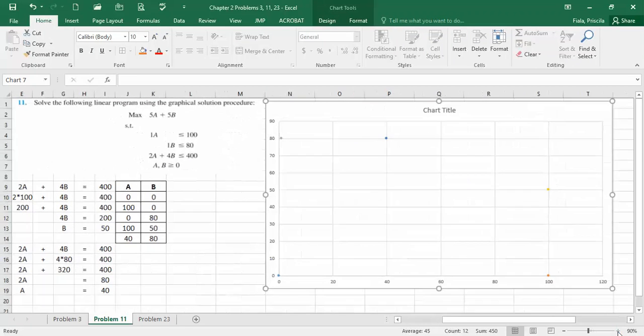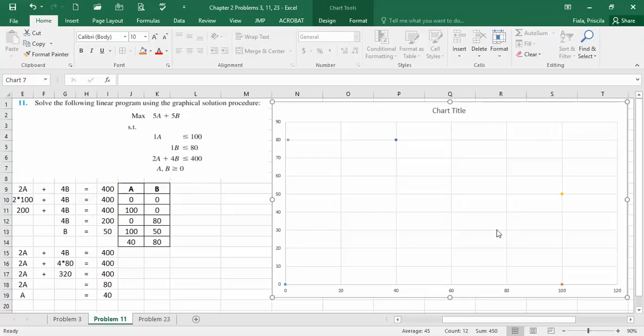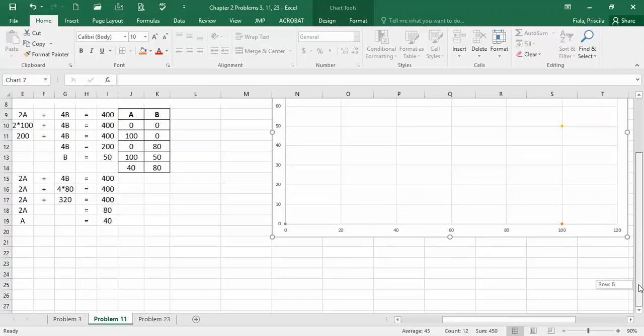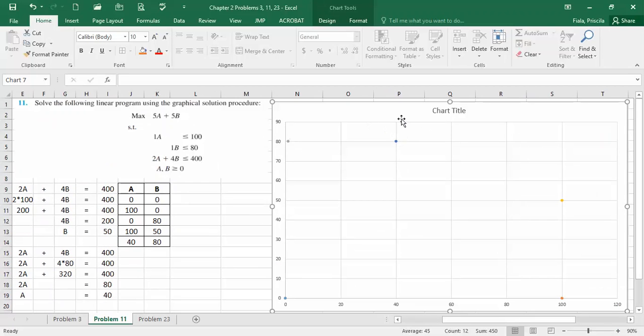Make this view a little bigger. Okay, so hopefully you can see it better like this. Just one and up. Okay, so now as you can see, we have 5 points right here. Let's start with the first one: 0, 0 right here. And then for 100 and 0, correct? Then we have 0 and 80.